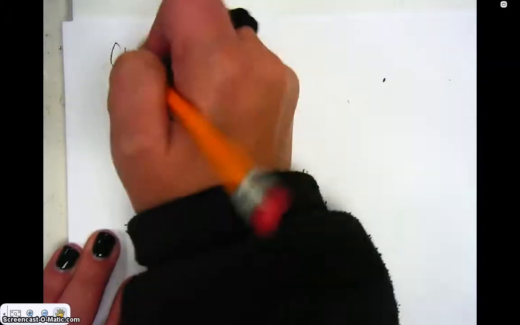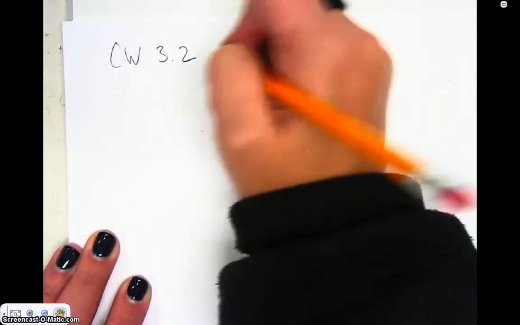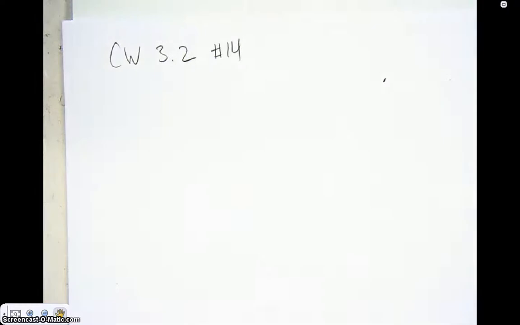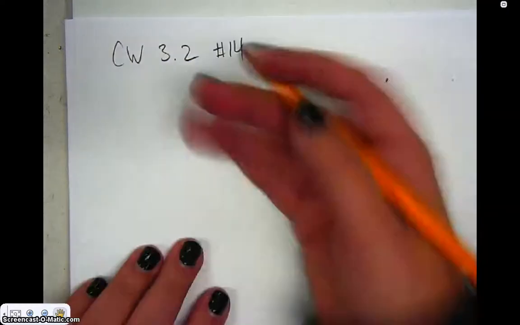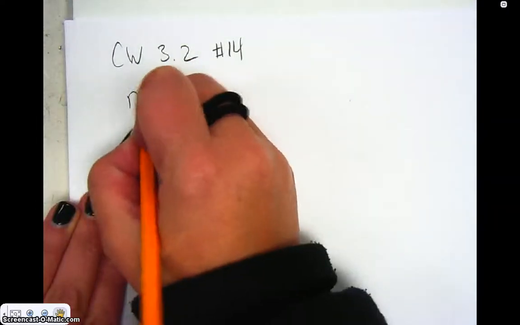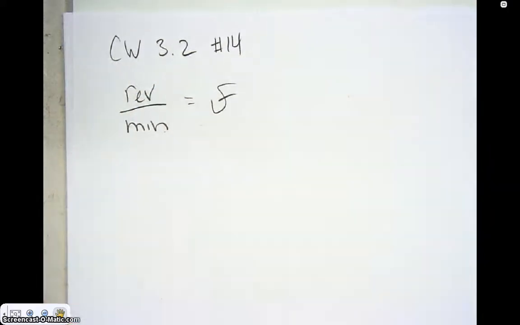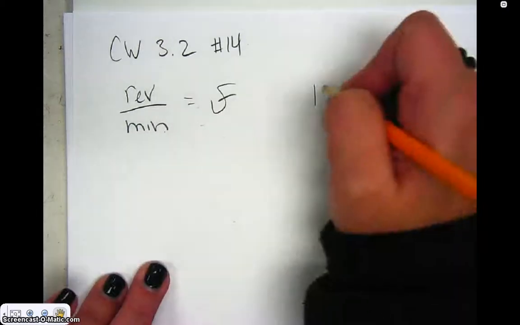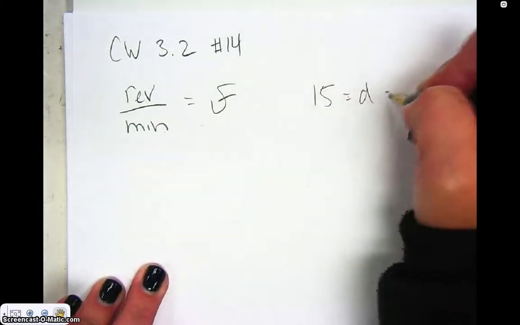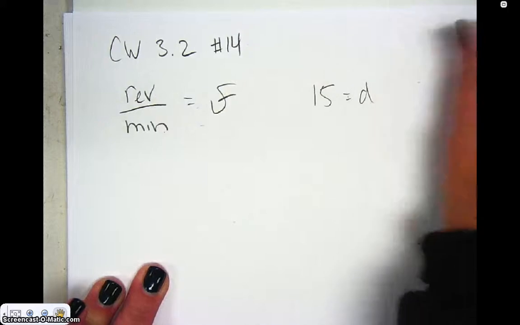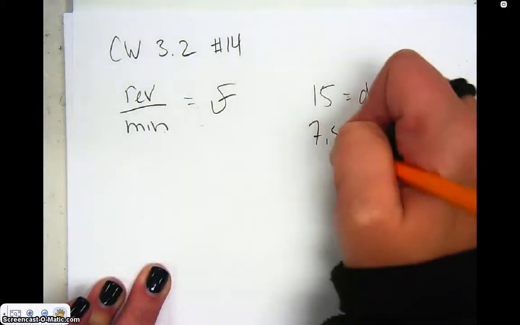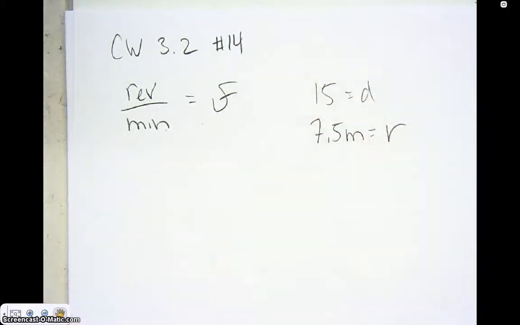Alright, in this video we'll be doing classwork 3.2, number 14 with the Ferris wheel. It says, how many revolutions per minute? Revolutions per minute, remember, is a frequency measurement. Would a 15-meter diameter, so we're going to change that to a radius, half the diameter, so it's going to be 7.5 meter radius, need to make for the passengers to feel weightless at the top position?